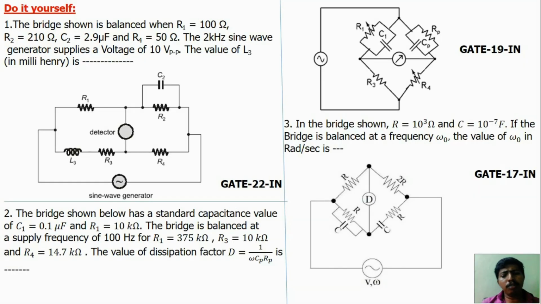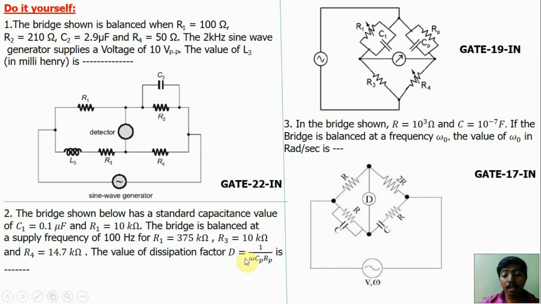First question is from GATE 2022 instrumentation exam. We have to find the L3 value. Second question is from GATE 19 instrumentation exam. We have to find the dissipation factor D is equal to 1 by omega Cp into Rp. If you find the Rp and the Cp value, we can find the dissipation factor.